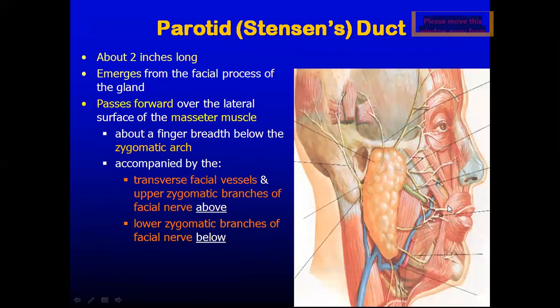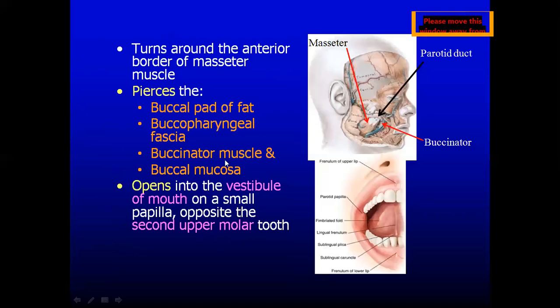Okay, the parotid duct or Stenson's duct can be a 3 marks question. As such, parotid gland is an important essay question. So parotid duct is 2 inches long, which is coming from the anterior border from the facial process of the gland. It passes forwards over the lateral surface of masseter muscle, like about finger breadth below the zygomatic arch. It is accompanied by transverse facial vessels, upper zygomatic branches of facial nerve, lower zygomatic branches of facial nerve below. So you can see how it runs over the masseter.